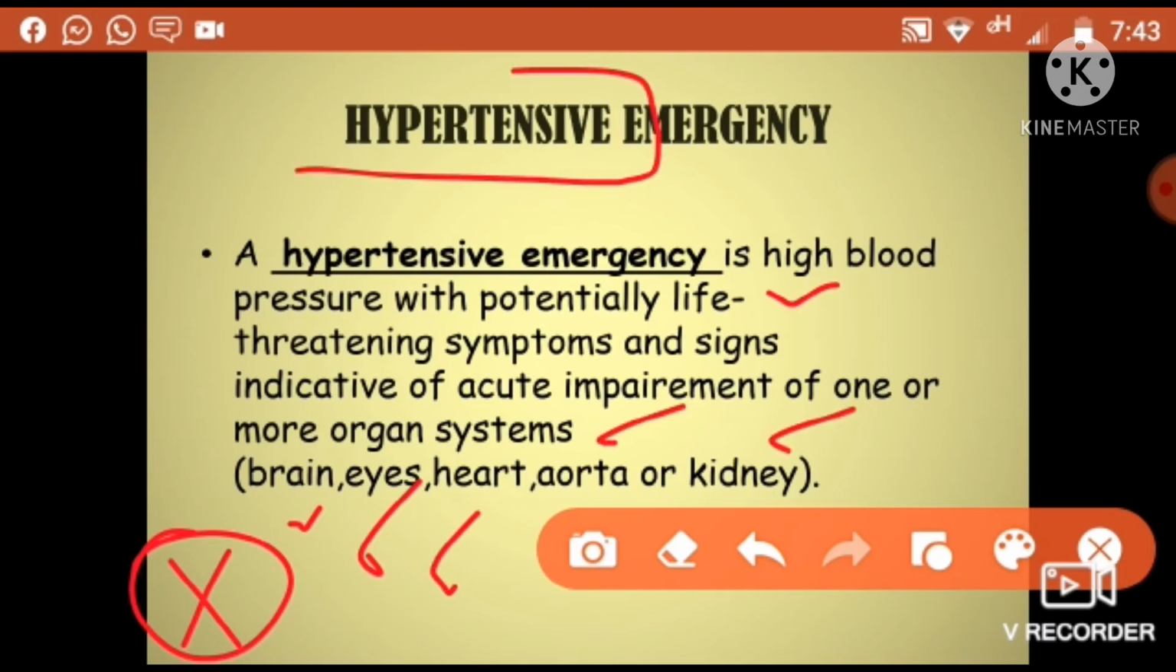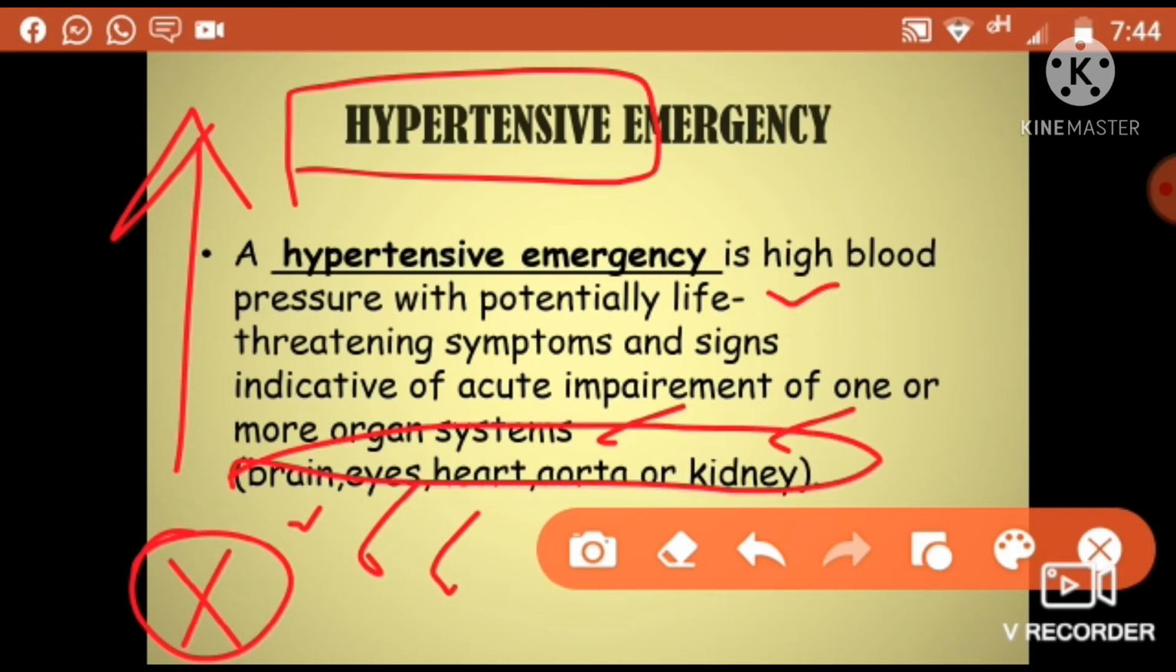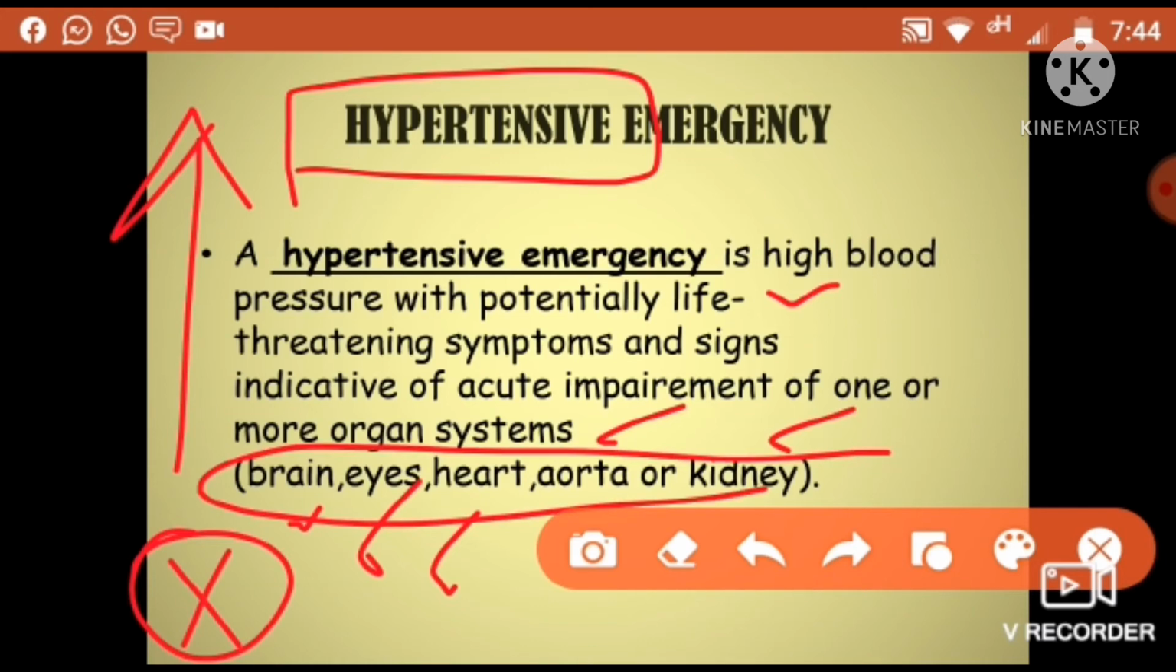The blood pressure shoots past its maximum tolerance level. So this hypertensive emergency causes all these organs to be impaired and causes death, a life-threatening effect.